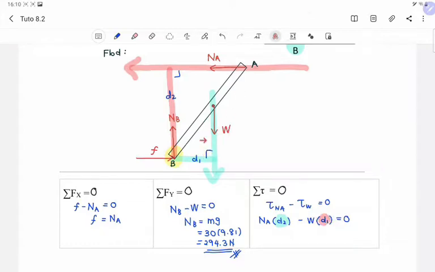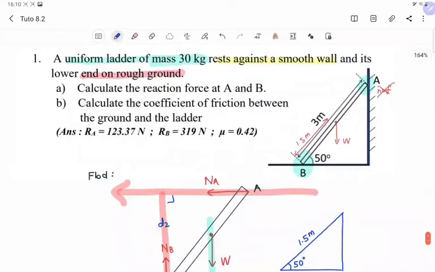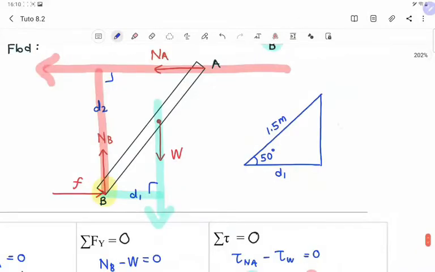So for D1 we will consider this triangle over here. Okay, so the angle is given in the diagram. Okay, and then the original length of the ladder is 3 meter. So half of it is 1.5. Therefore, D1 is equal to 1.5 cos 50.